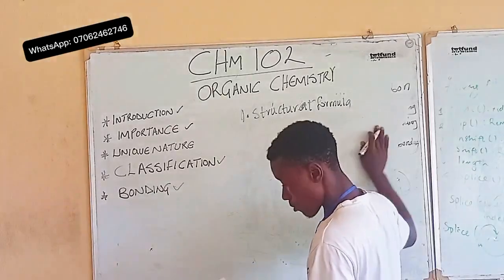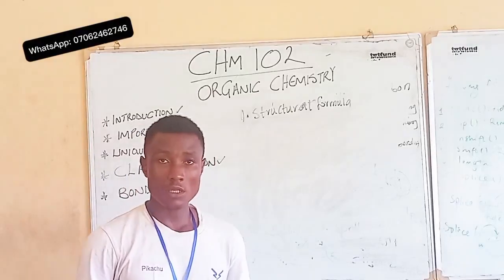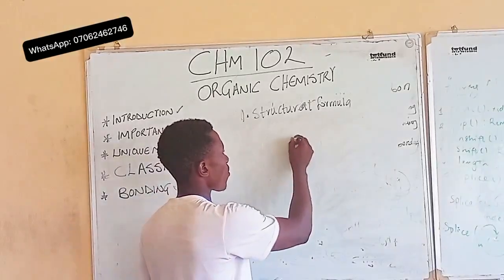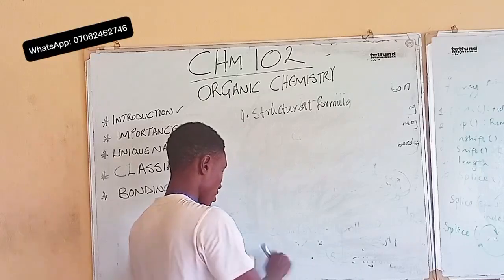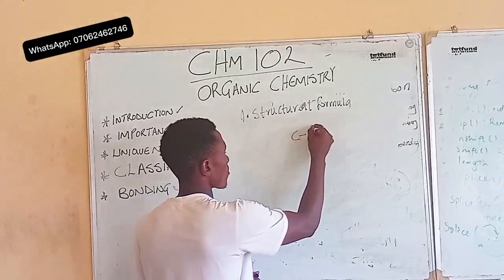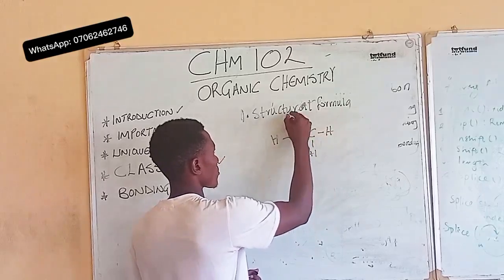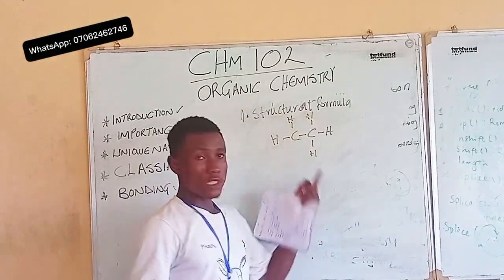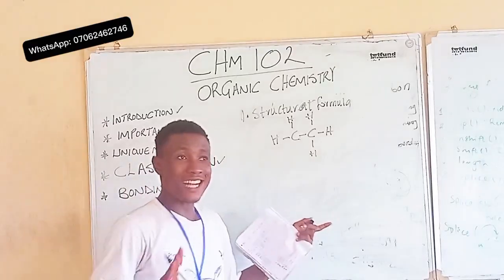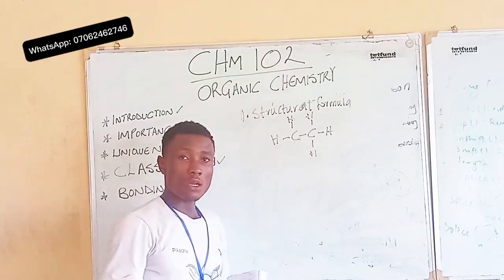So we have the structural formula. The structural formula simply shows the arrangement of atoms. You might have seen something like this before. This is an example of a structural formula. It simply shows the arrangement of these atoms, the way they are arranged.